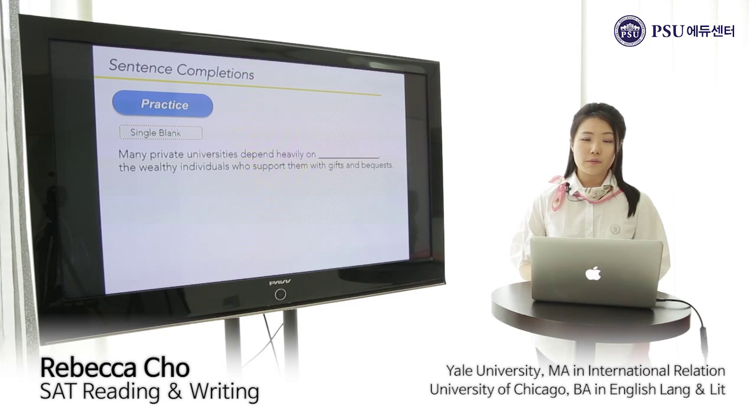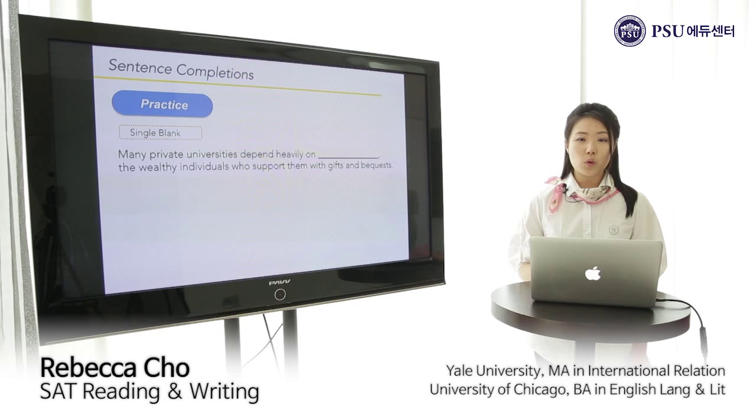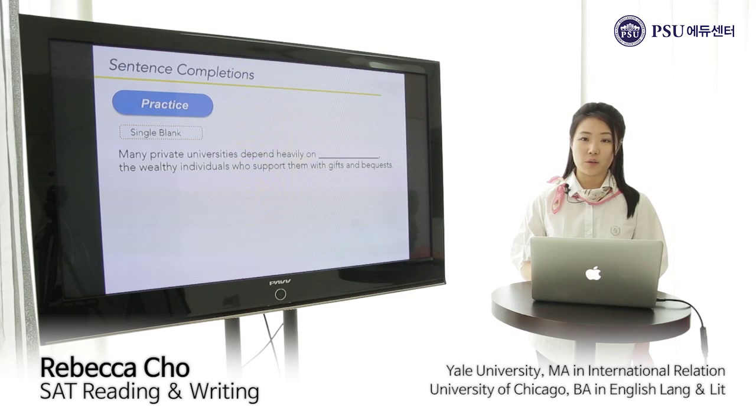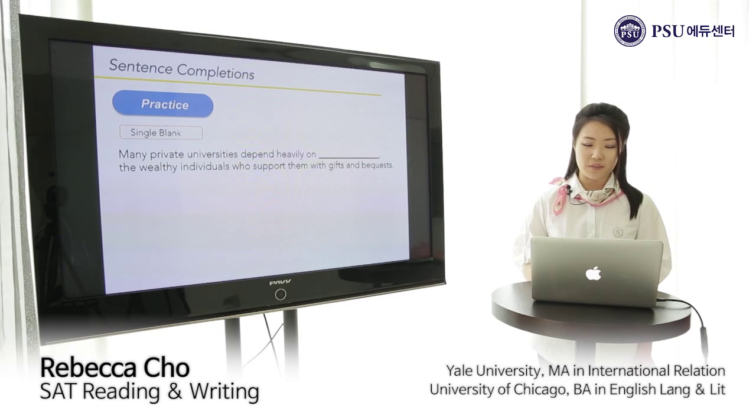Now, it's very important for you to hone in on the key words rather than trying to understand the entire sentence. So what that means is some words weigh much more than others. So words such as wealthy individuals are not as important as the word support, because support here is a key word. And so we have here individuals who are supporting the private universities with gifts and bequests. So we know this is a positive sense.